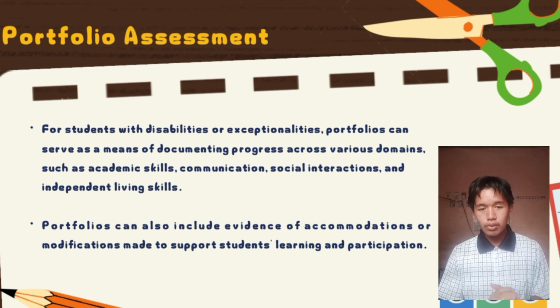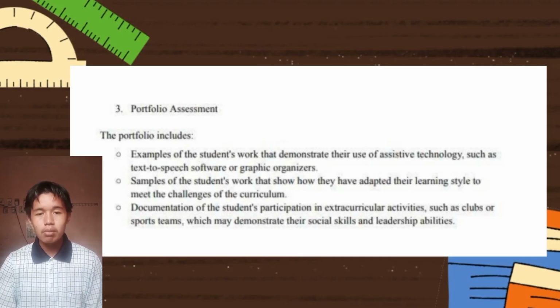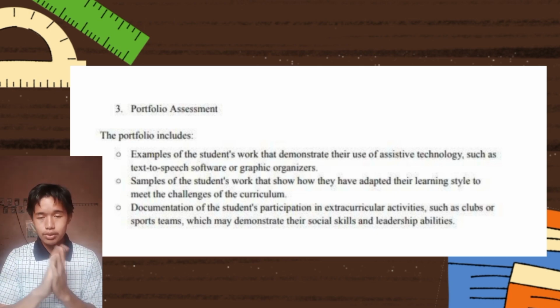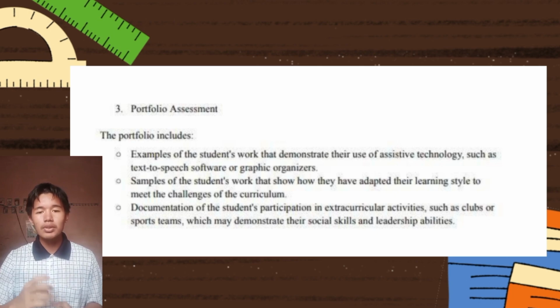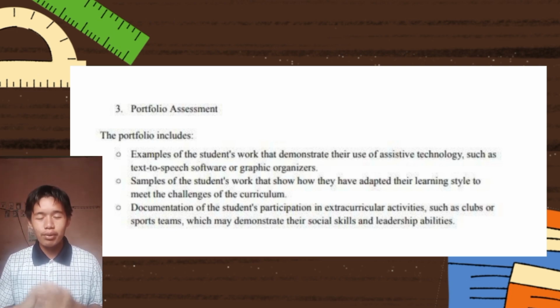Portfolios can also include evidence of accommodations or modifications made to support students' learning and participation. The portfolio might also include examples of the students' work that demonstrate their use of assistive technology, such as text-to-speech software or graphic organizers. Samples of the students' work that show how they have adapted their learning style to meet the challenges of the curriculum. Documentation of students' participation in extracurricular activities such as clubs or sports teams, which may demonstrate their social skills and leadership abilities.